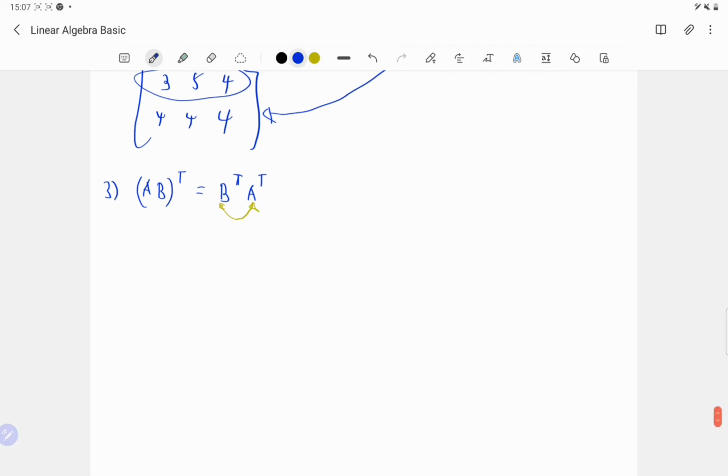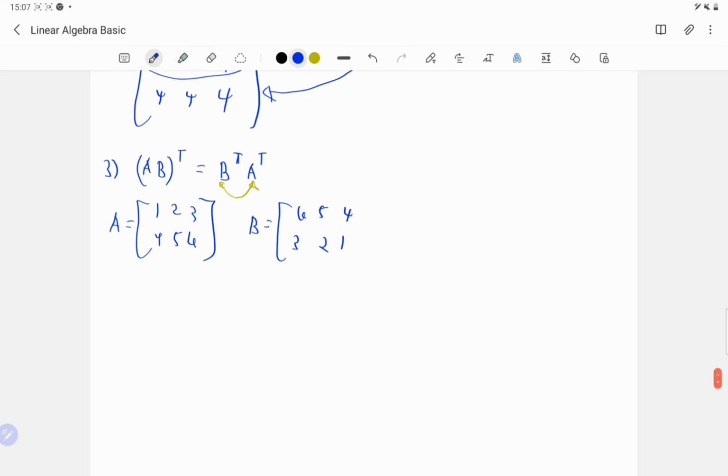Right, let's prove it again. Suppose we have A is 1, 2, 3, 4, 5, 6. B is 6, 5, 4, 3, 2, 1. Okay, I might change this. I might change some value. 1, 1. Okay.